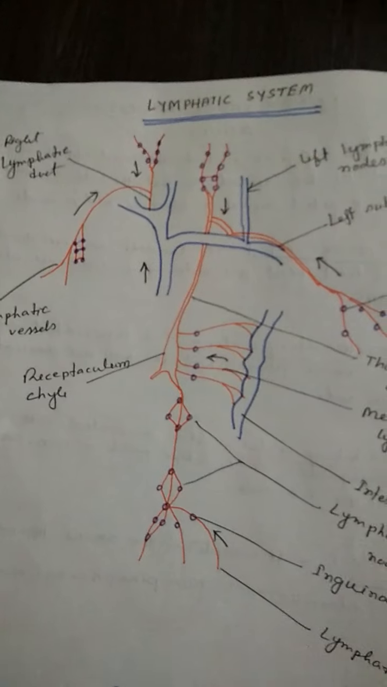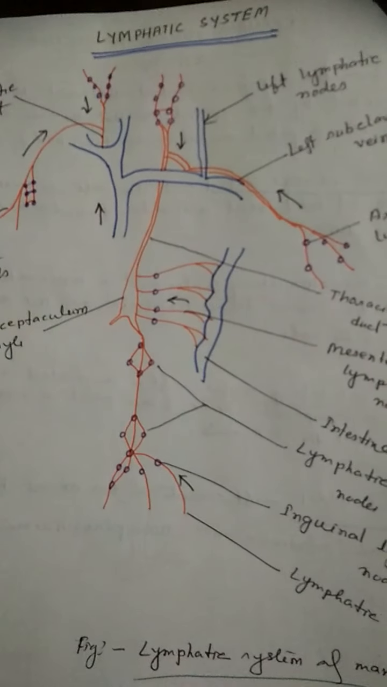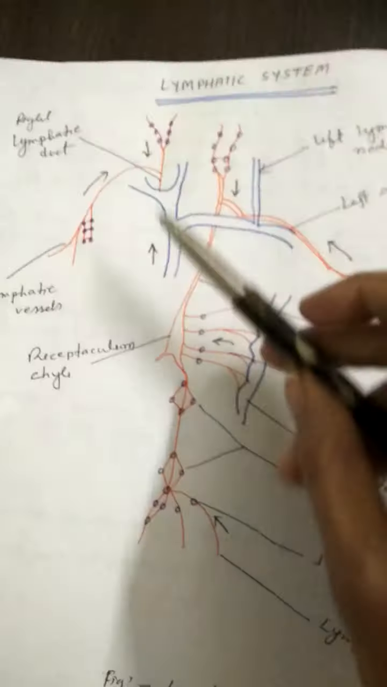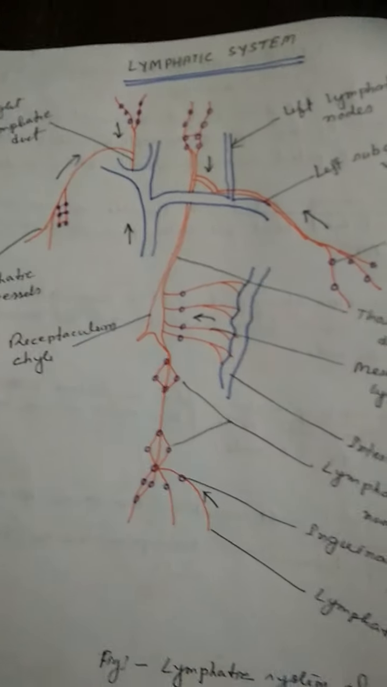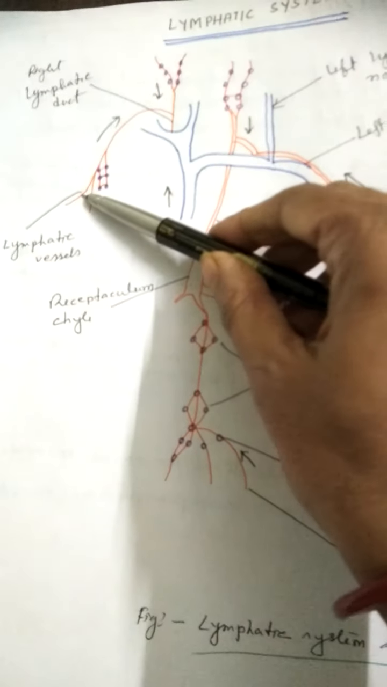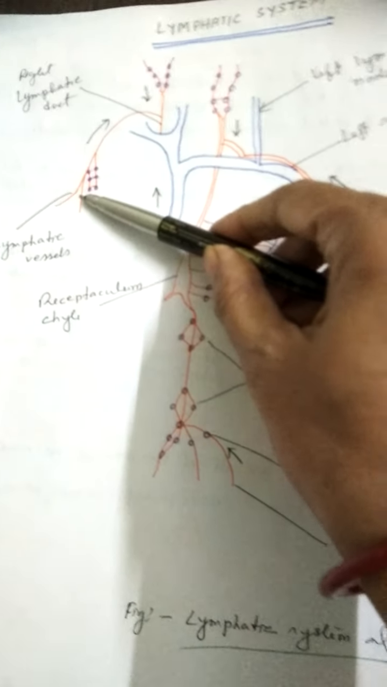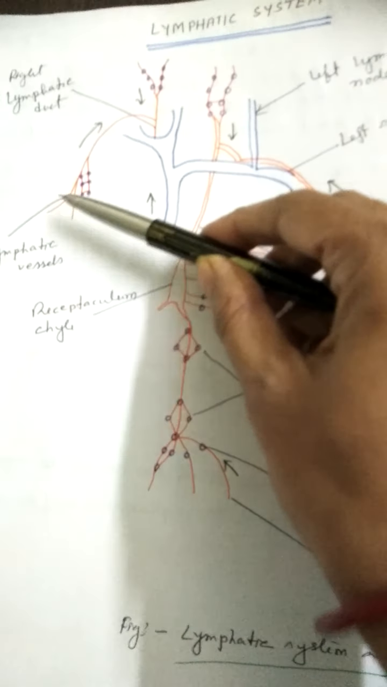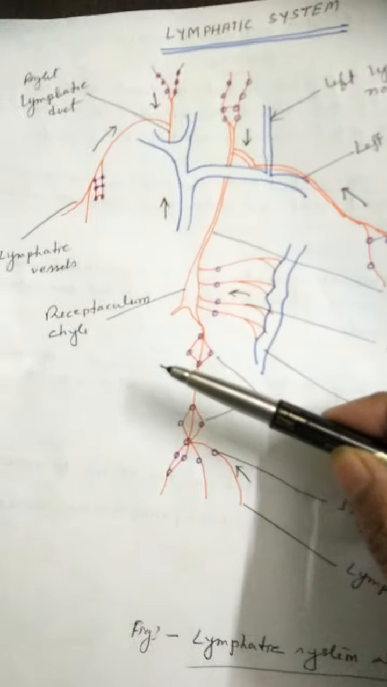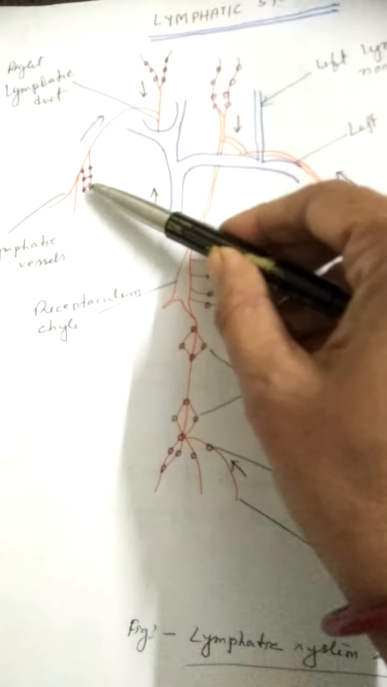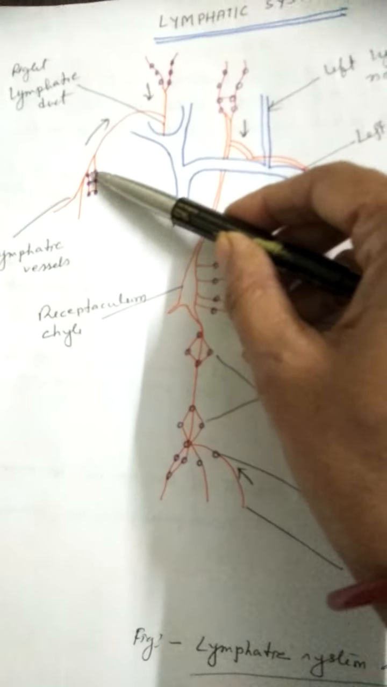Now next one is lymphatic vessels. What are lymphatic vessels? These are formed by the joining of the lymphatic capillaries. When a number of capillaries join together, they form a lymphatic vessel. These have thinner walls like the veins, but numerous valves which give them a bead-like appearance. Okay.